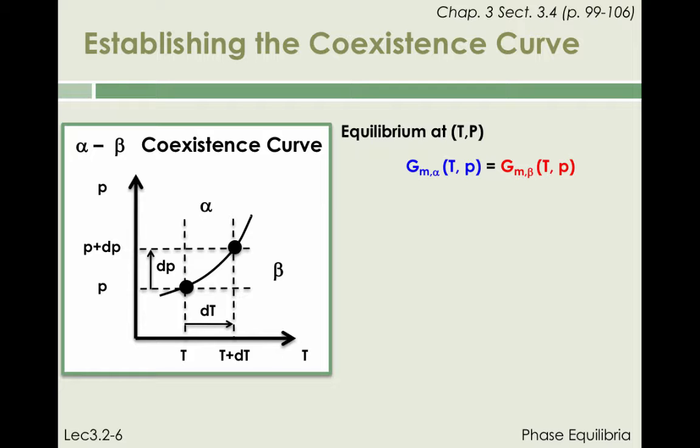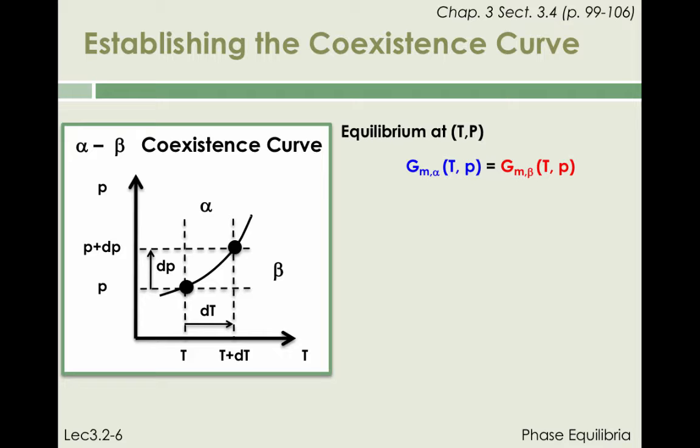A value of dP larger than that shown on the plot would lead to our substance being present as alpha phase only, while a value of dP smaller than that shown on the plot would lead to the beta phase as the only stable phase. So equilibrium in the new state with temperature T plus dT and pressure P plus dP implies a very specific relationship between the temperature change dT and the pressure change dP.